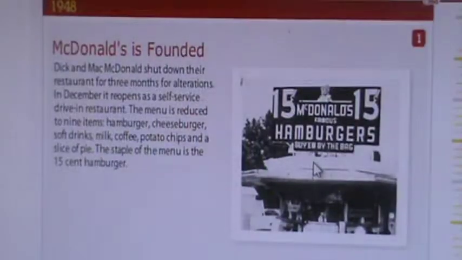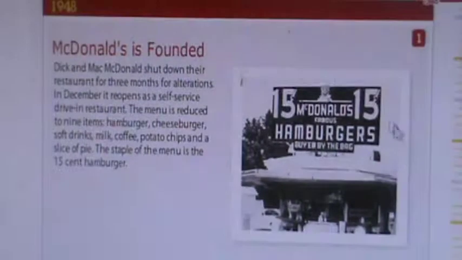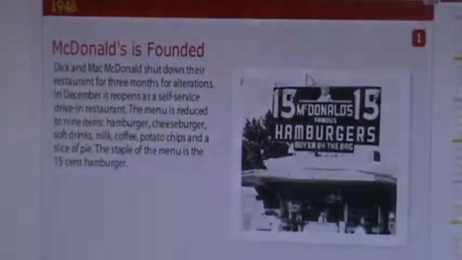That's funny. By the way, this whole sign divides by 3. I just did it in my head. McDonald's famous hamburgers, buy them by the bag. The whole text divides by 3. And then big 15s there that divide by 3.